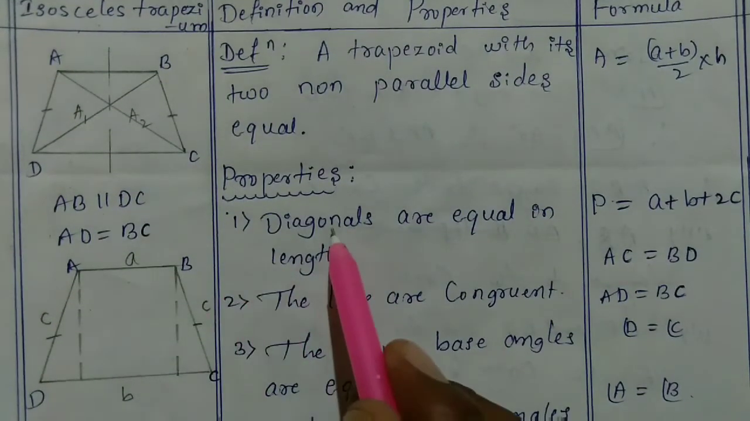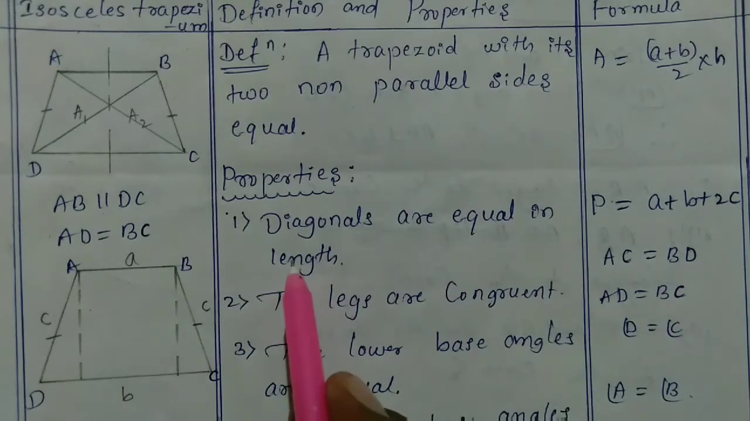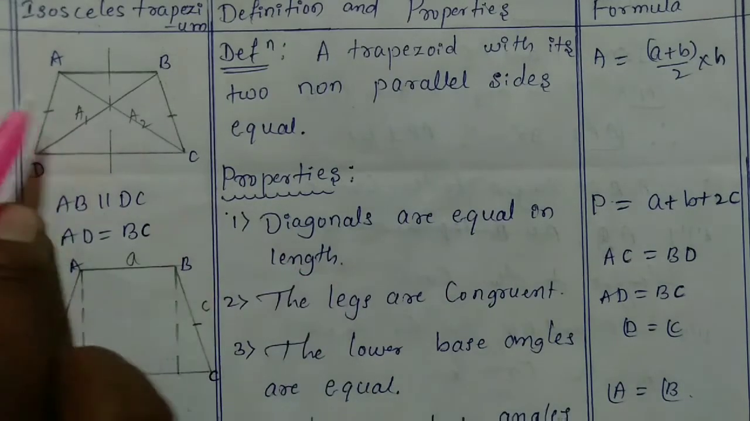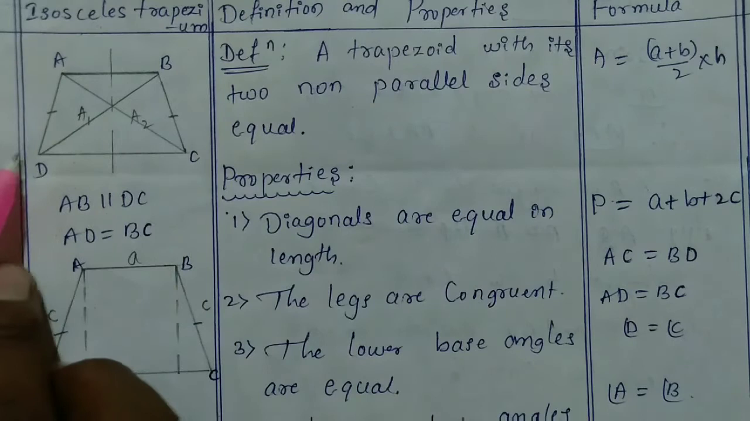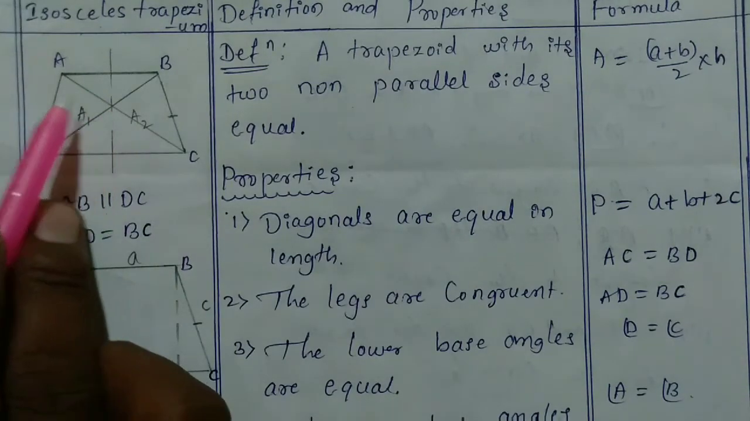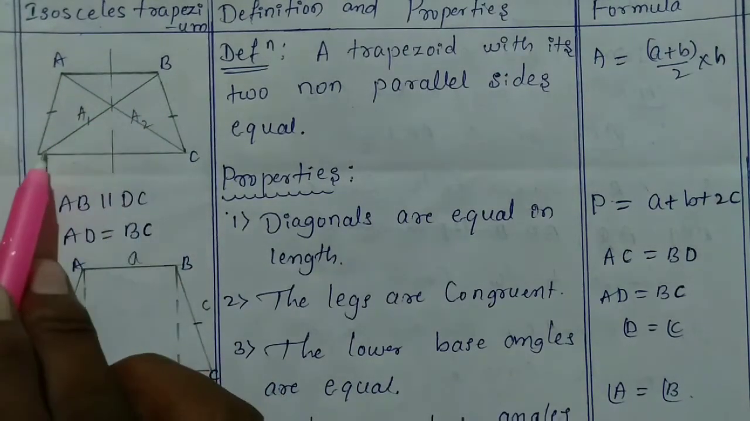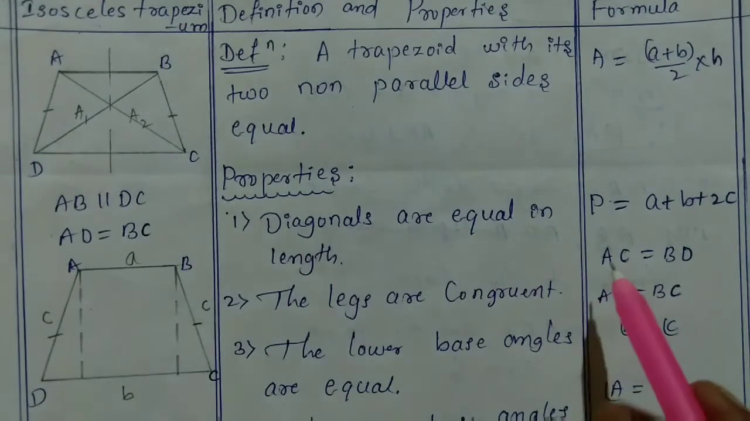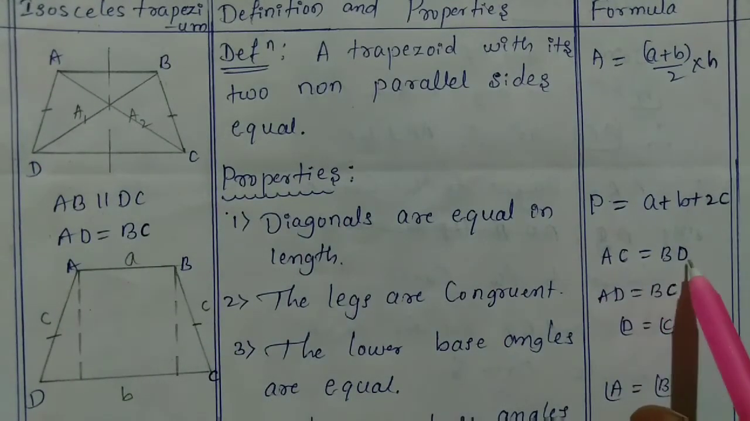Okay, so next I will go to properties. First one is diagonals are equal in length. So the first property says AC is equal to BD. Okay, so that is the AC diagonal, which is equal to BD. This is the first property. So I will write here AC is equal to BD.